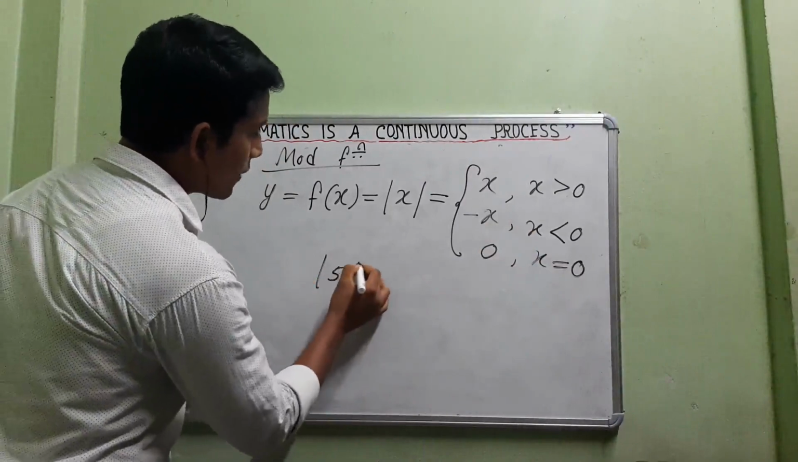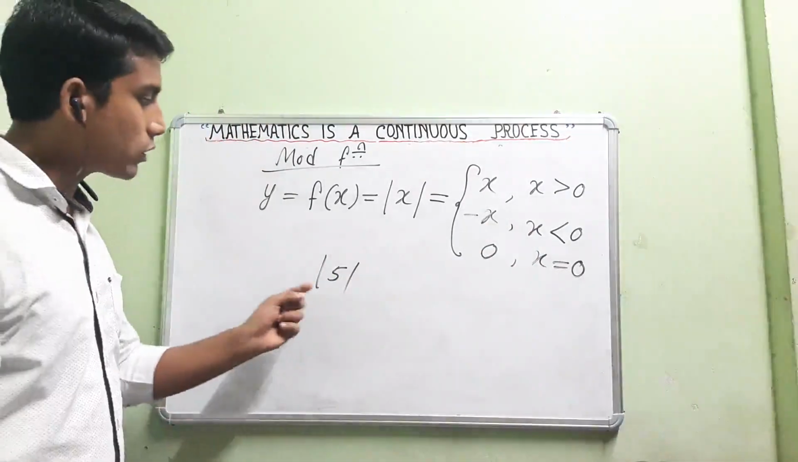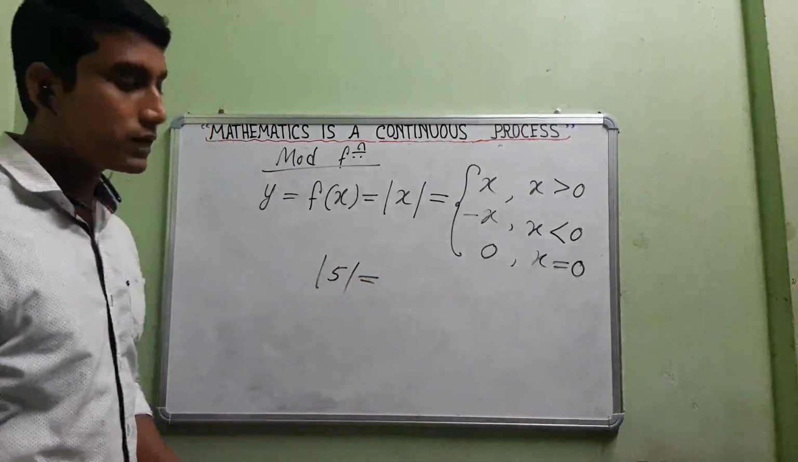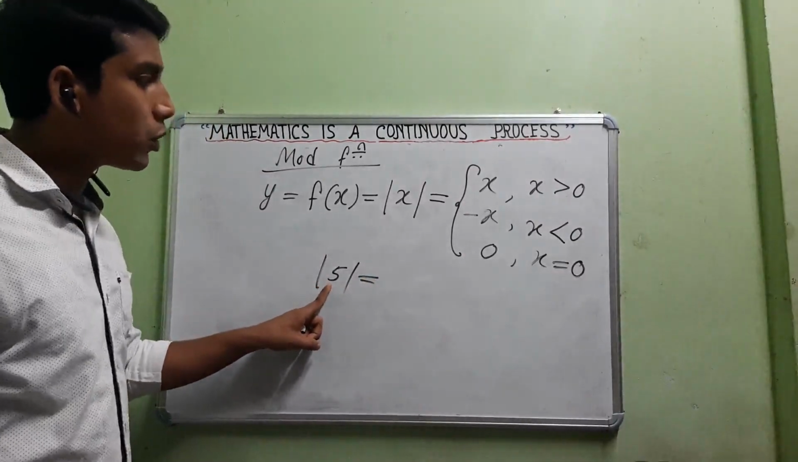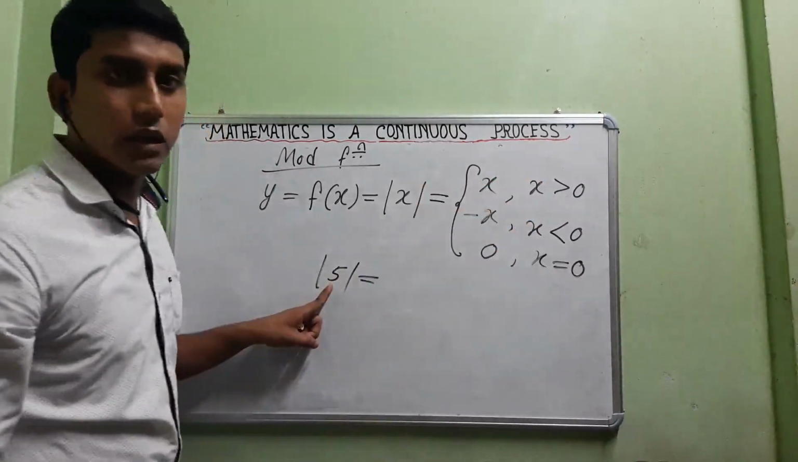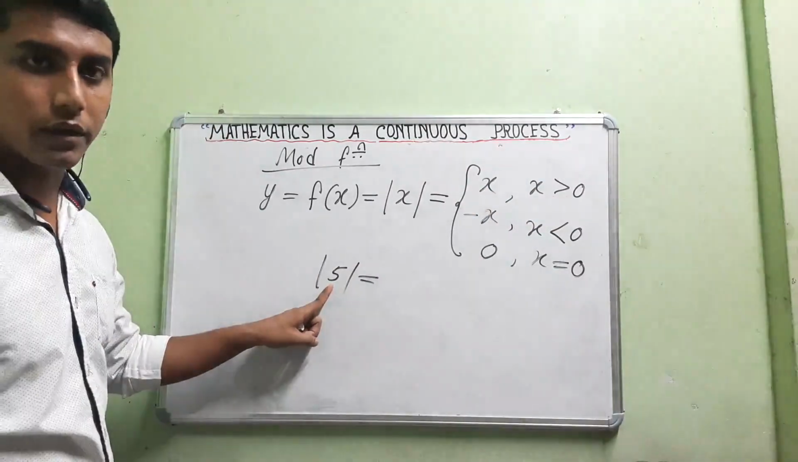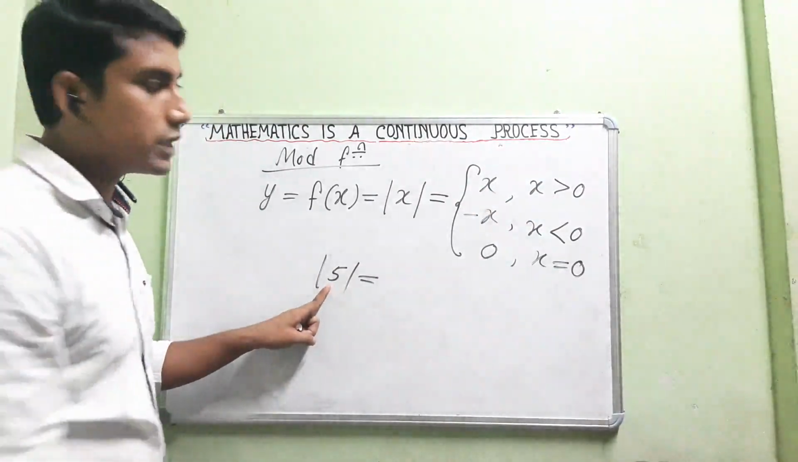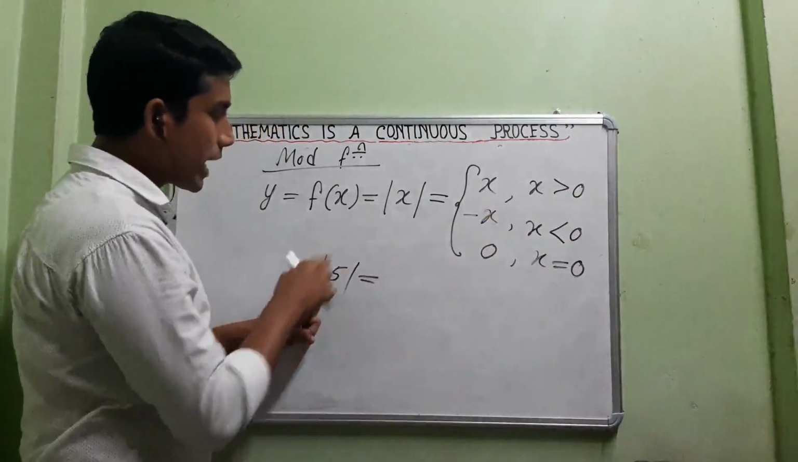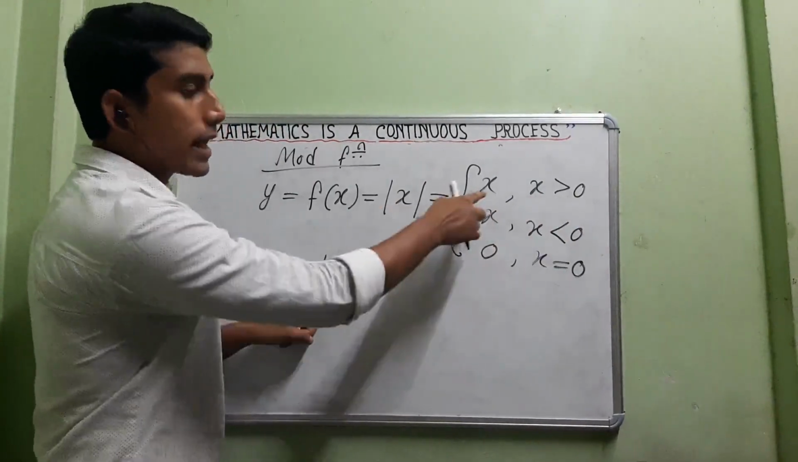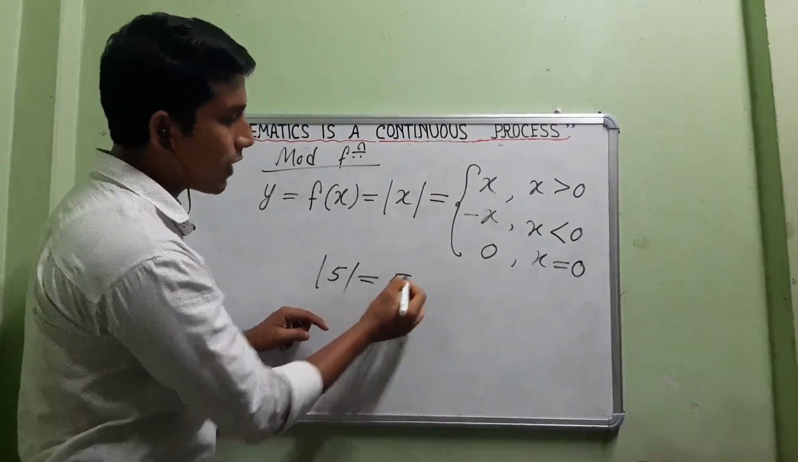Suppose mod 5 I have taken. Now what would be the value of mod 5? Let us discuss. Mod 5, this 5 is positive or negative? Out of these three conditions, in which condition is it falling? x equal to 5, it is positive, that means greater than 0. So if you break mod, there will be only simply x. That means mod 5 will be 5.